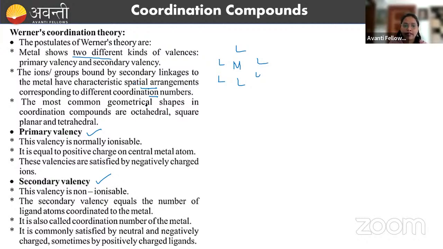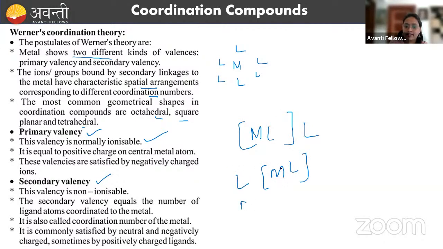The most common geometrical shapes in the coordination compounds are octahedral, square planar, and tetrahedral, that we know. Primary valencies. What are the primary valencies? They are normally ionizable. What is the meaning of this? See, this is our metal atom, ligands are attached to it. There are two types of ligands.